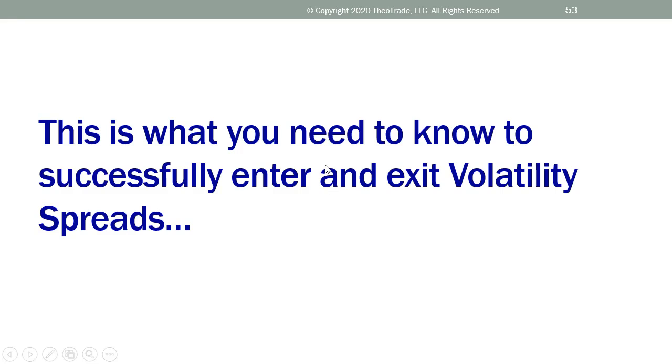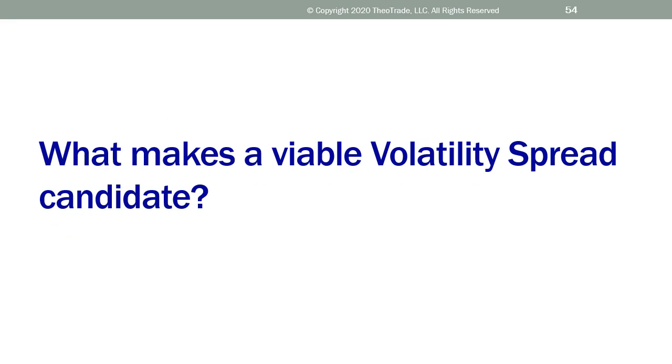This is what you need to know to successfully enter and exit volatility spreads. How are you going to get into these things? Well, first of all, you have to know what makes a viable volatility spread candidate. Come on, what's a good candidate? Should I trade Spacely Sprockets, Virgin Galactic? Absolutely not. Should I go out and trade Tesla? I do once in a while, but right now it's not going to fit the criteria. Amazon? Absolutely.